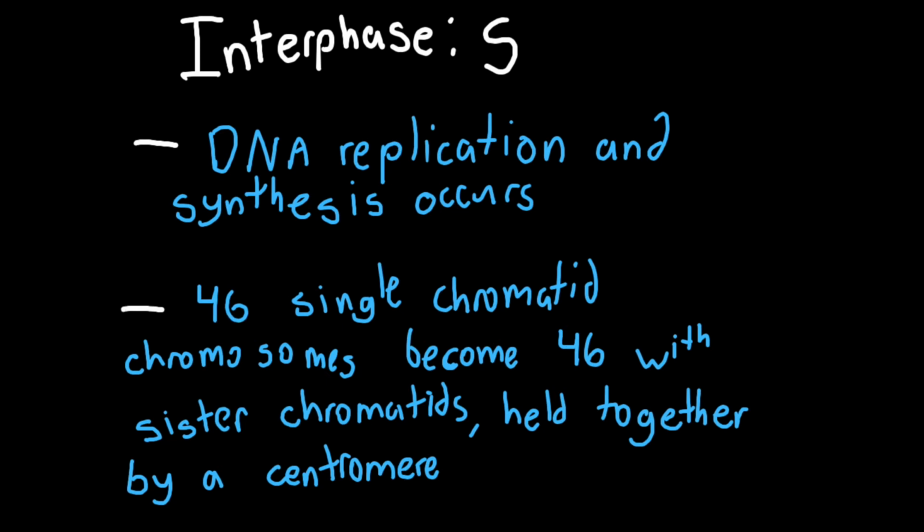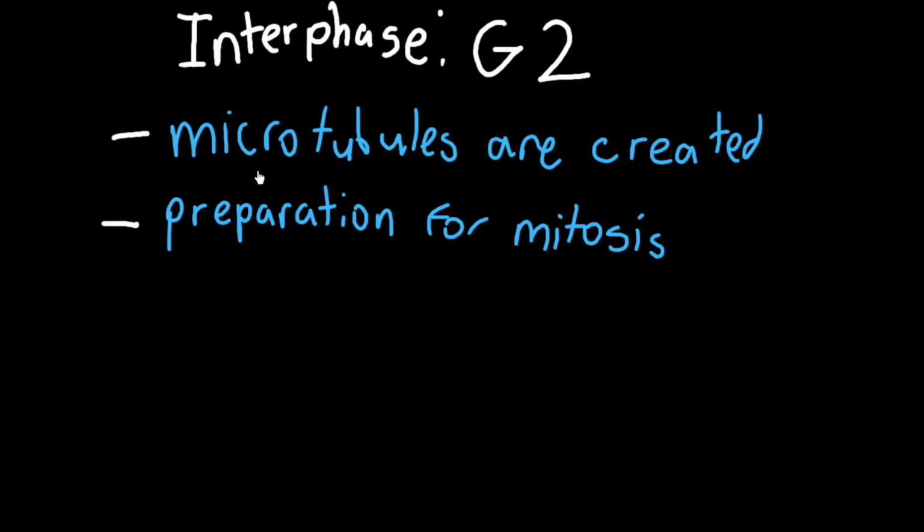That's a common misconception. And so in G2 phase of interphase, the microtubules are created. And what these are is they basically form the mitotic spindle, which is the thing that will allow the chromatids during the mitosis to actually be pulled apart and brought into the middle of the cell. And this is just some extra preparation for mitosis, because that is what follows right after here.